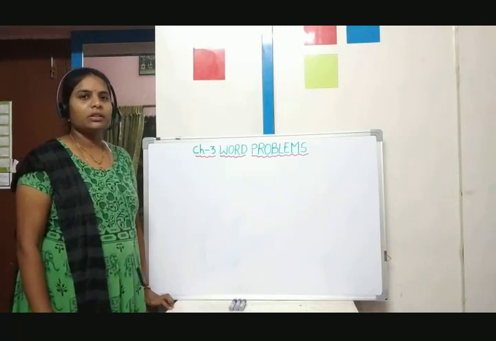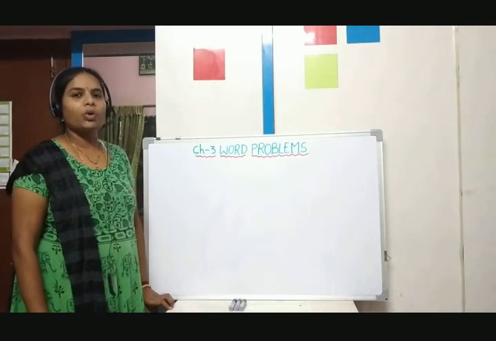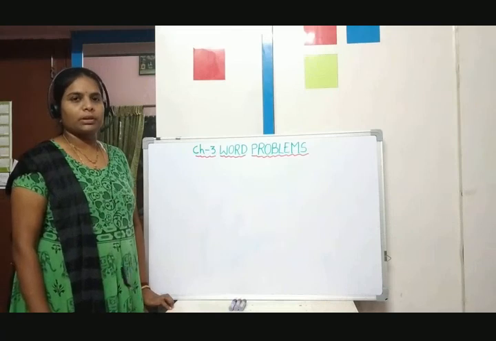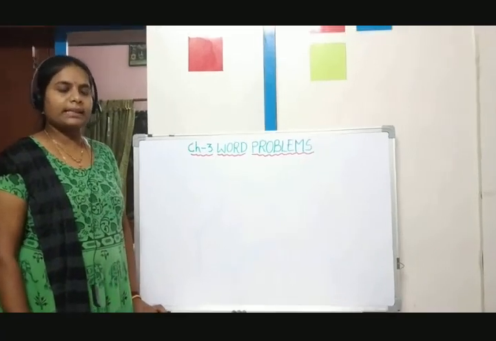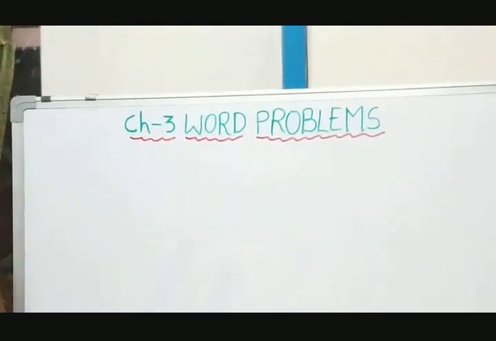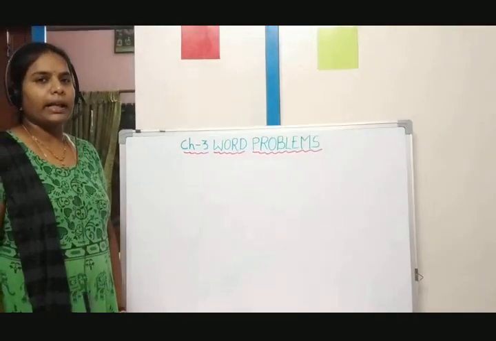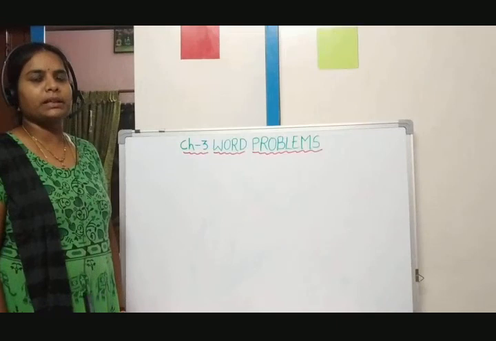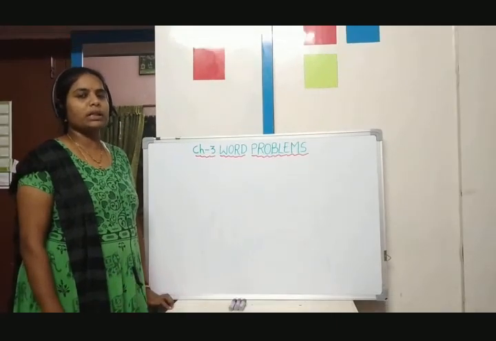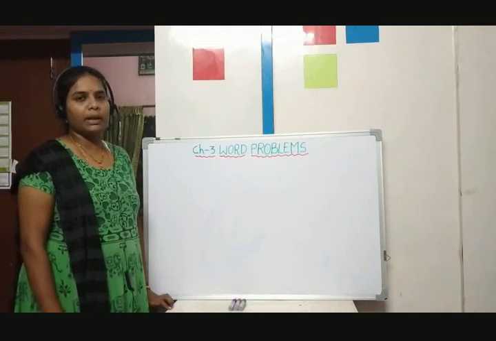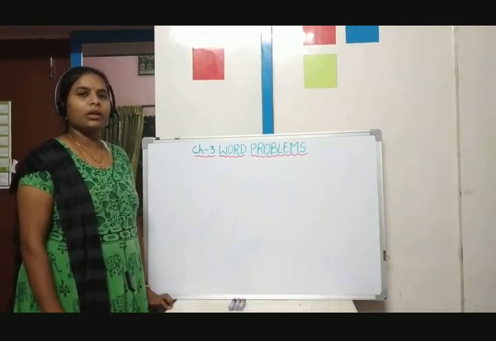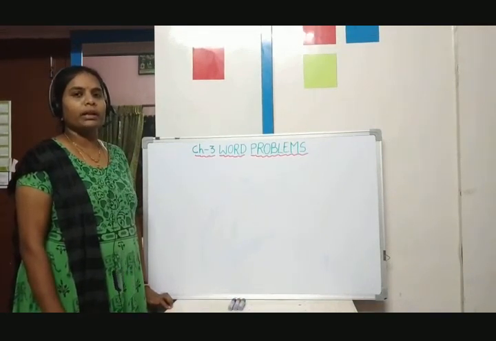Hello children, today we are going to learn how to solve word problems. What are word problems? They are nothing but real life examples. Using the 4 basic operations like addition, subtraction, multiplication and division, we are going to solve these word problems. Just as pillars are very important for a building, these 4 basic operations are very important in math.